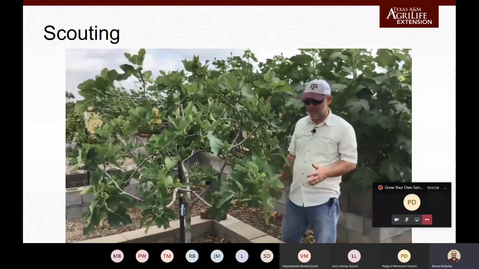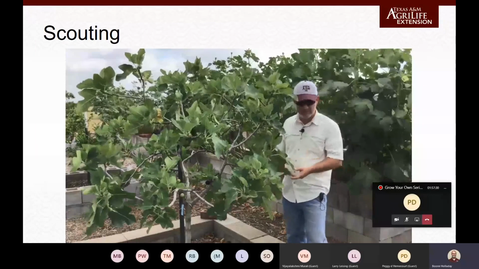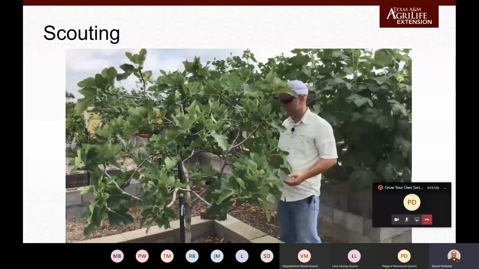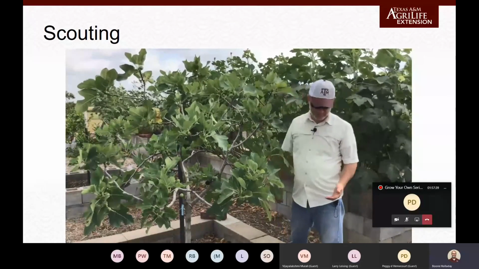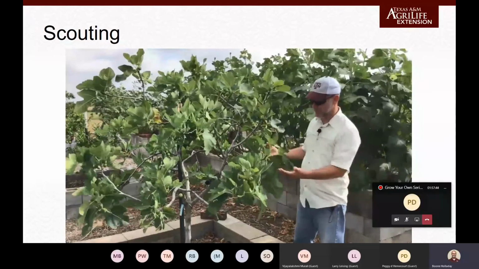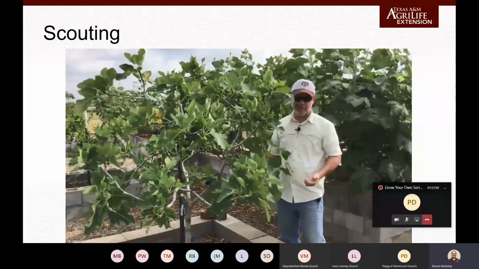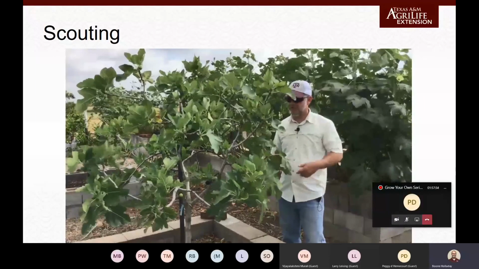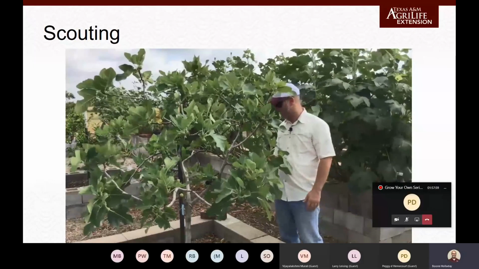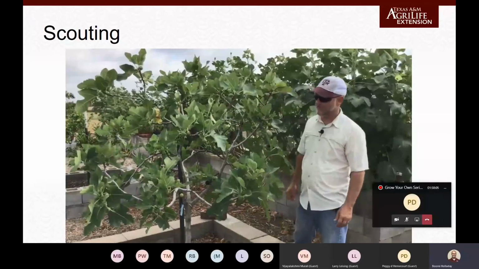So if we can eliminate the disease triangle in this situation, we've got the host, which in this case is the fig. We've got the pathogen, which is the fungal rust. And then we have to have a suitable environment for that pathogen to take hold. And that could easily become the situation here, but by pruning and allowing air and sunlight to migrate into this canopy after a rain, that moisture will evaporate, and it is going to greatly lessen the potential for fig rust to take hold on the plant.